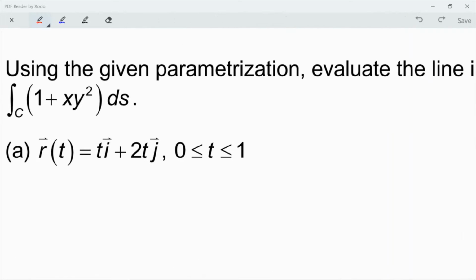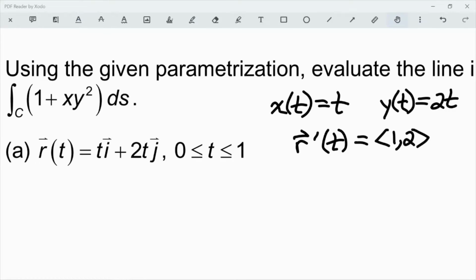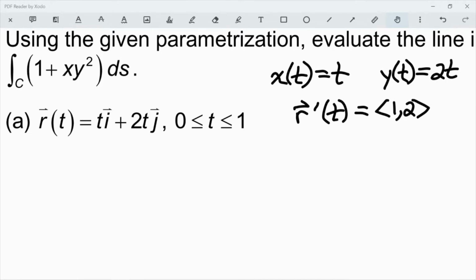Okay, so there's a couple of things that I'm going to need to do this. And a lot of times you can just do this as a step in your head. But we know that x of t is equal to t. We know y of t is equal to 2t. So what that tells me is that if I want r prime, or dx dt, dy dt, I'll write it as r prime, that would just be equal to the vector 1, 2. Okay, so remember we need that because we've got to know that arc length expression.